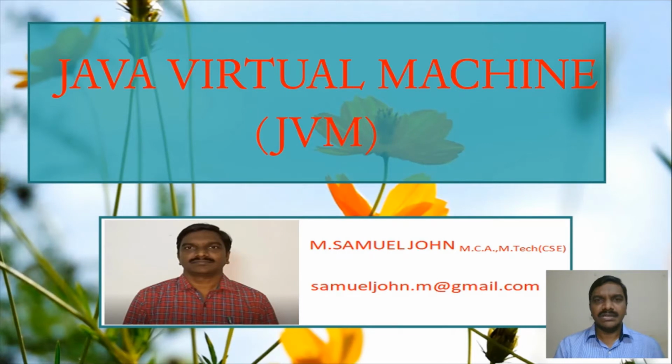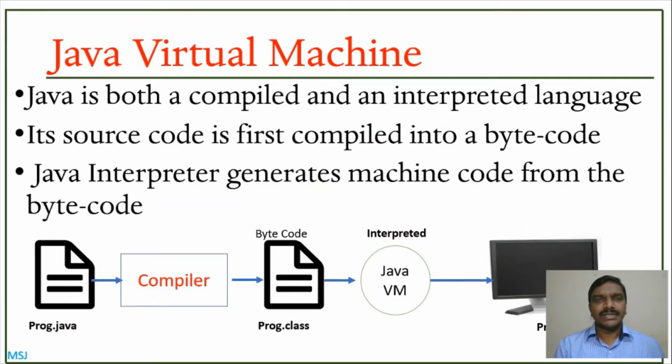Here in the JVM, Java Virtual Machine, we have different components. In this lecture, we are going to see the three different components of the Java Virtual Machine. We know that Java is both a compiled and an interpreted language, and the Java source code is first compiled into a byte code. This is what we studied when we looked at the features of Java.